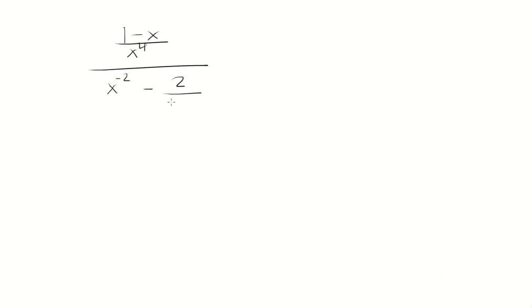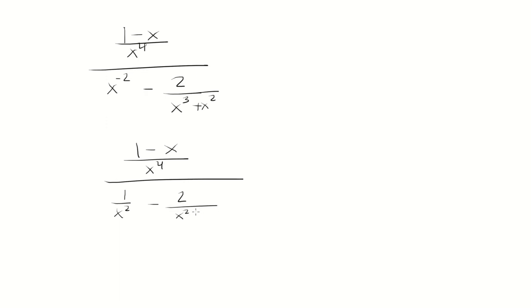Simplify the fraction (1 minus x over x to the fourth) all over (x to the negative second power minus 2 over x cubed plus x squared). I'm going to rewrite this. So x to the negative second is 1 over x squared. And I'm going to factor out an x squared from the last fraction. So that's going to be x plus 1.